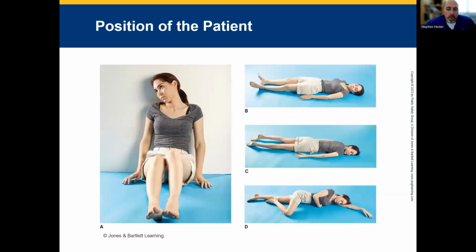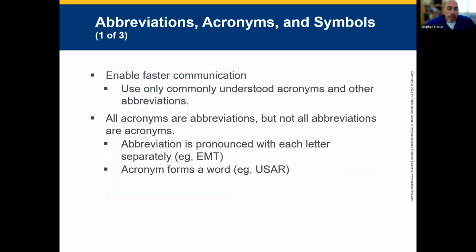All right, there are different positions. The A here is Fowler's. B is supine, laid on the back. C is prone, laid on the stomach, and D is the recovery position.